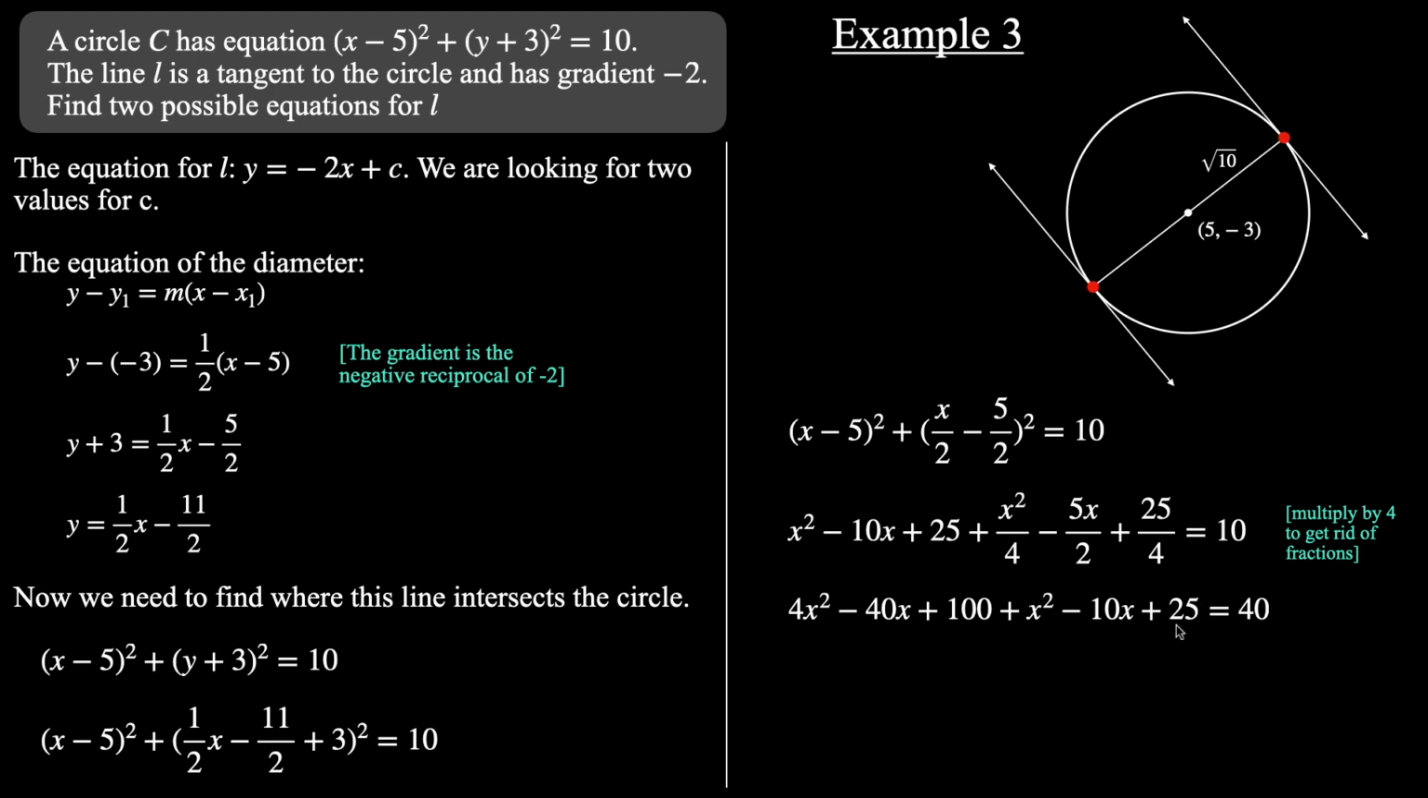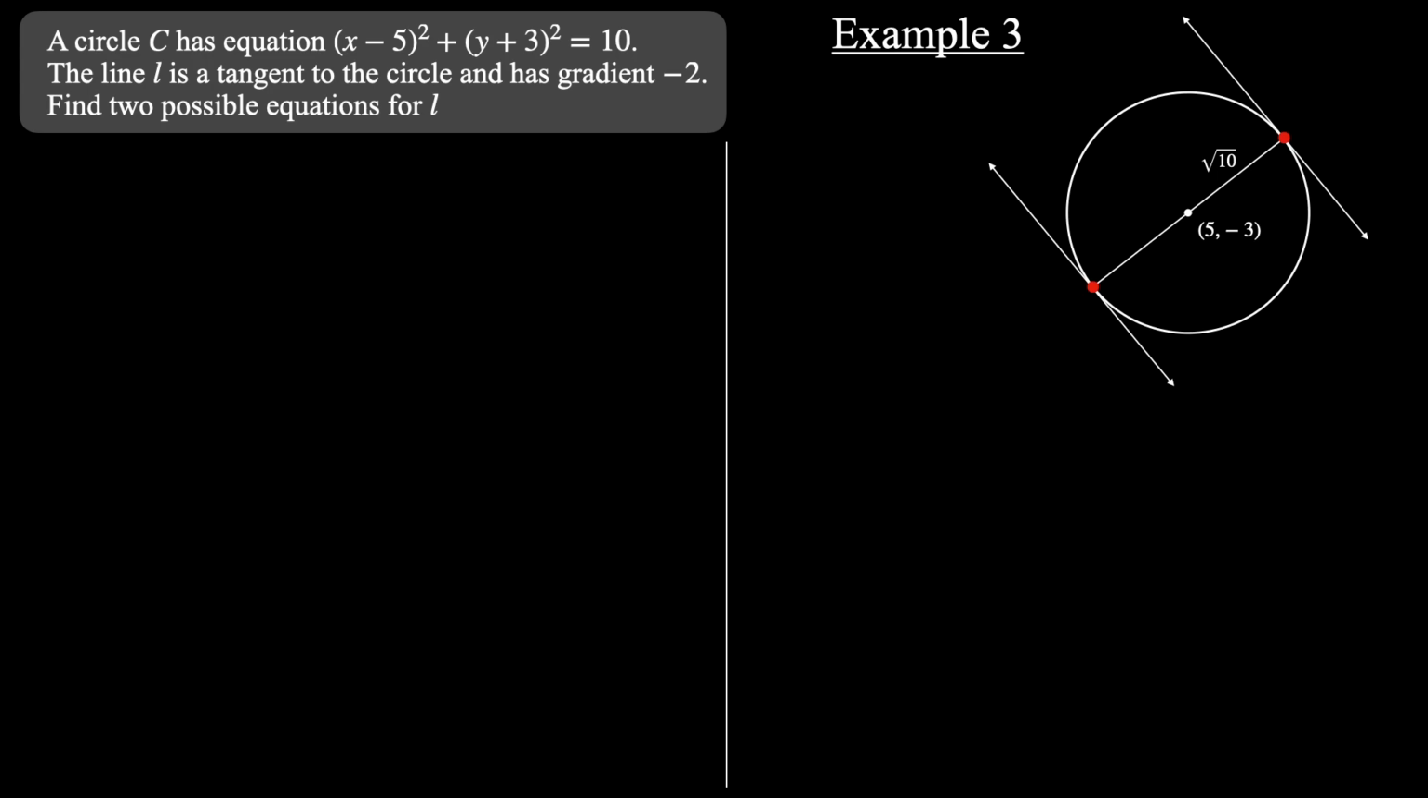And now we can simplify this a lot more because we can combine all of these like terms. So 4x² + x² is 5x². And also −40x − 10x is −50x. 100 − 40 is 60, plus 25 is 85. So we get this nice neat quadratic here. Can you see any common factors? Hopefully you notice there's a 5 in all of those terms. So divide by 5. We would get x² − 10x + 17 = 0. And now I'm going to clear the board and continue solving this quadratic.